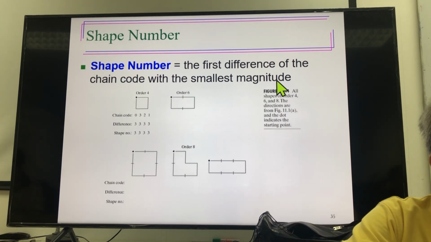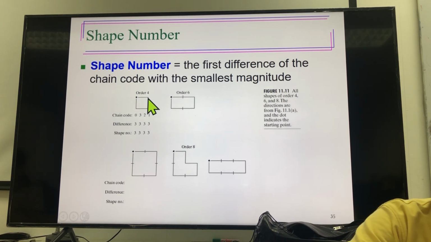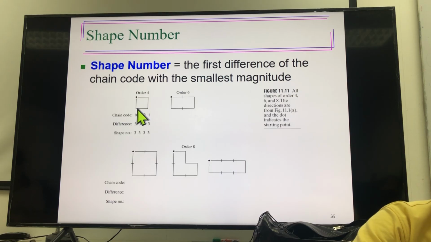For example, here the Freeman chain code would be 0. Go to the right is 0. Go down is a 3. Go to the left is 2. Comes down is a 1. So you got 0, 3, 2, 1.